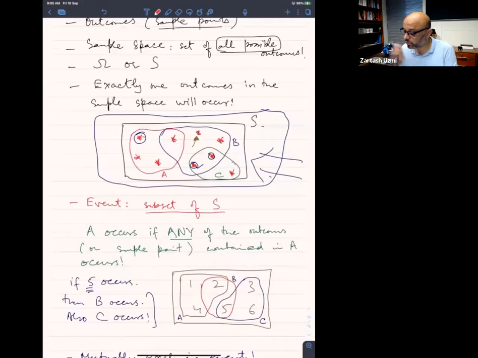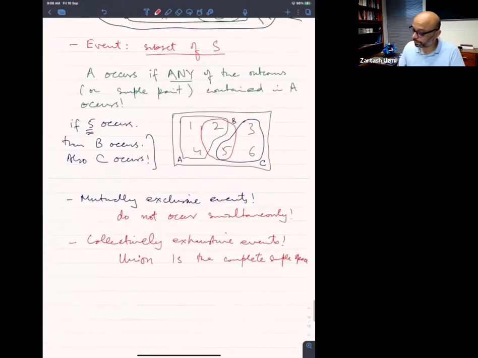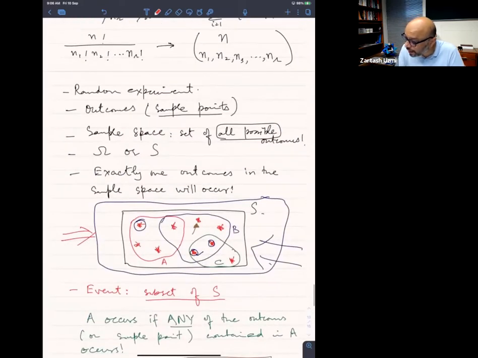Let me ask you this question: are A and B in this figure collectively exhaustive? Yes or no? No. Are A, B, and C collectively exhaustive? A, B, and C are collectively exhaustive. यहां पे हम पूछते हैं, बल्कि पहले इसमें से पूछते हैं, are A and C collectively exhaustive? They are not.